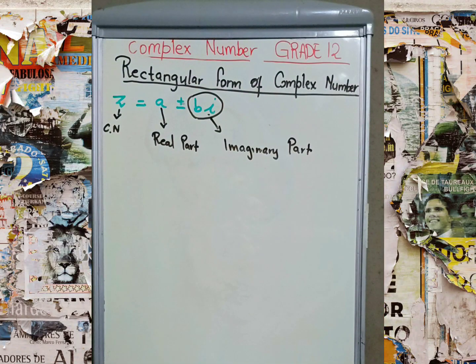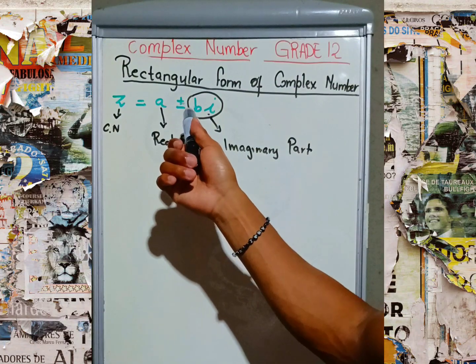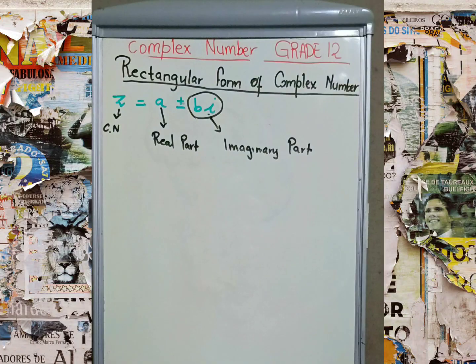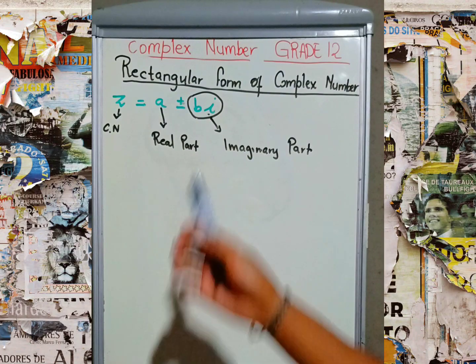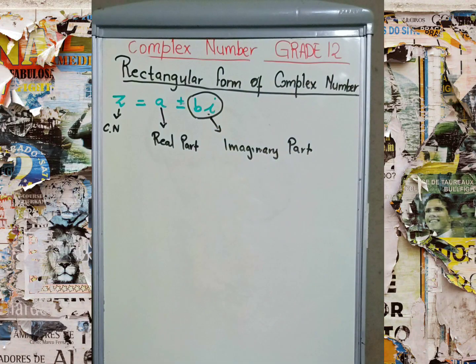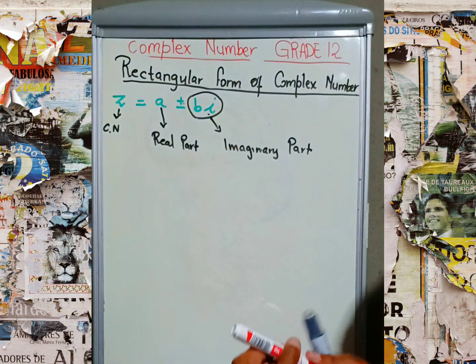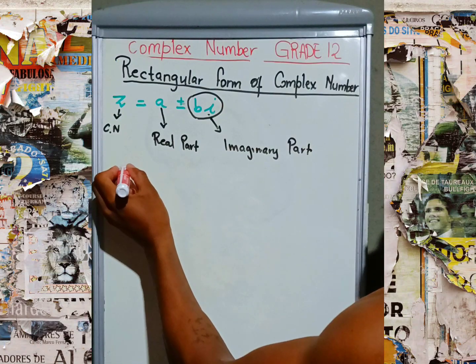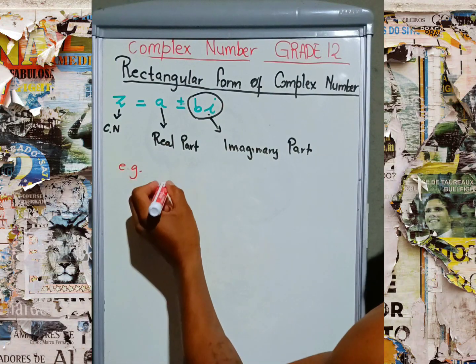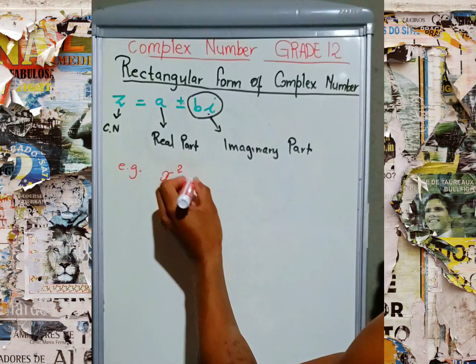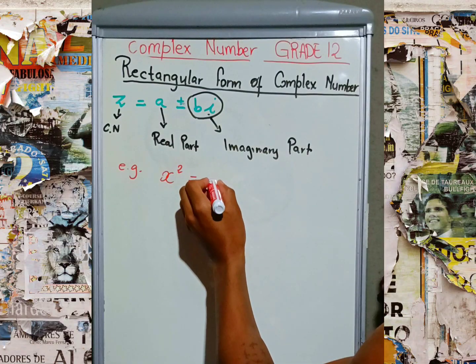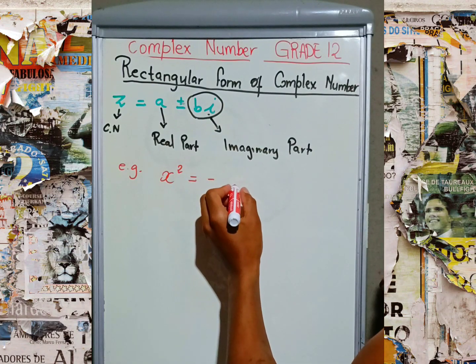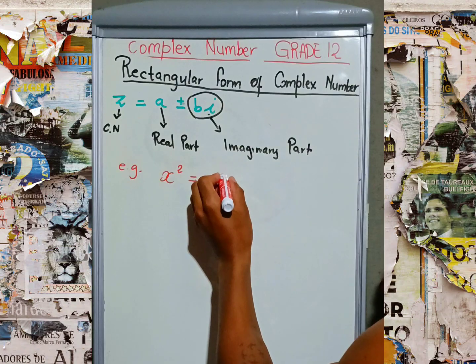Where is this rectangular form coming from? For example, grade 12, let me do an example and show you where this comes from. If we have x squared is equal to negative 16.